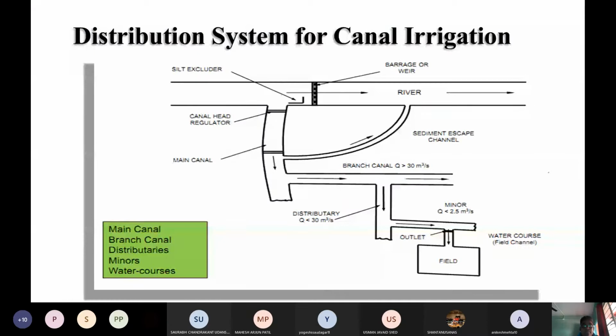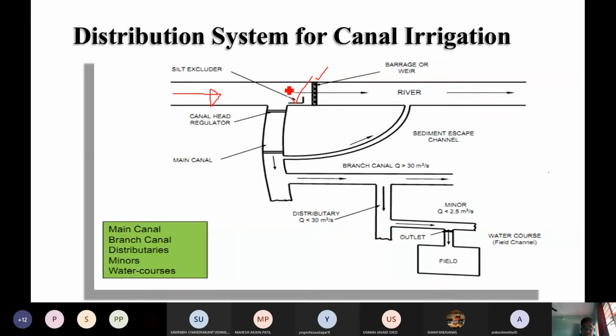Now, I already told you about the distribution system for the canal. Let us see this sketch. This is the main river, and water is flowing in this direction. A silt excluder is also provided to prevent the deposition of silt. Barrages allow the flow of water through them, but because of the provision of the barrage, the head of the water is raised up.